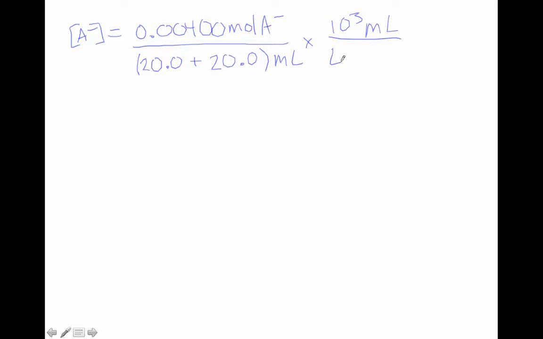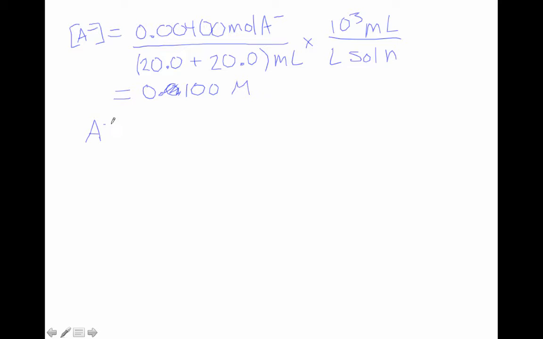So the concentration of the benzoate at this point in the titration is the 0.00400 moles of benzoate that have been formed, divided by the total volume of the solution, which is the 20 mL of acid that we started with, plus the 20 mL of sodium hydroxide solution that we have added, where there are 10^3 mL in a liter of solution. This means that the concentration of the benzoate at the equivalence point is 0.100 molarity.